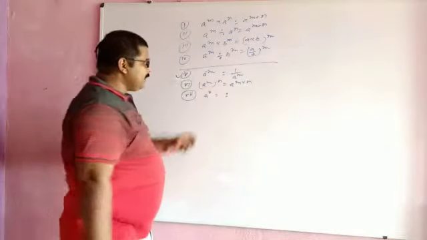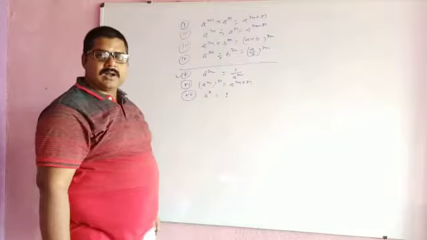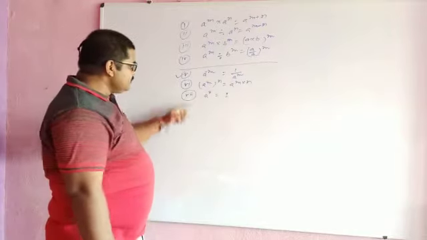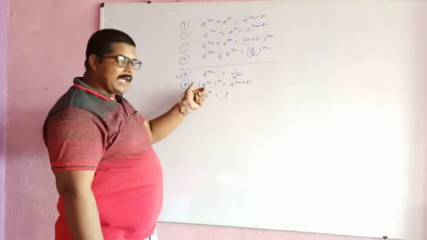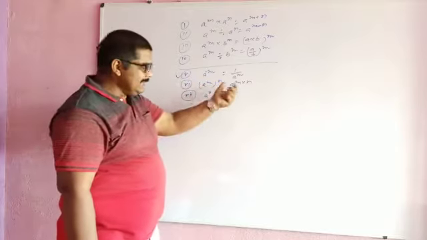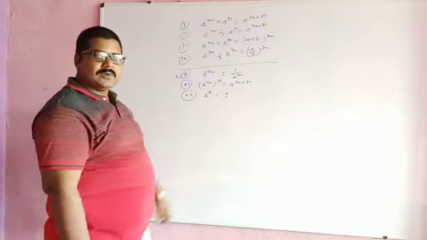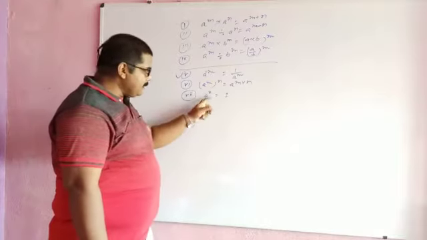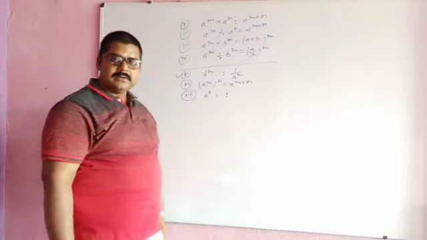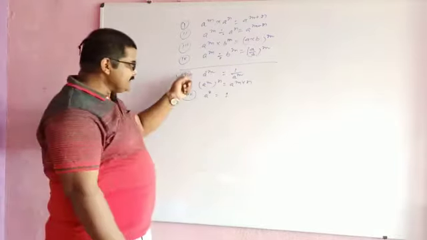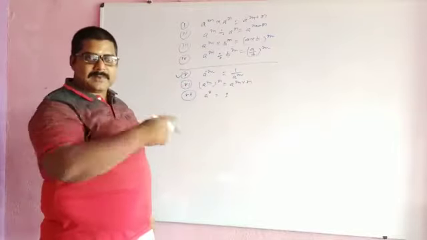A to the power minus m is equal to 1 upon a to the power m. Second law, a to the power m whole to the power n is equal to a to the power m into n. And the last one is a to the power 0 is equal to 1. So let's start these 3 laws with explanation.